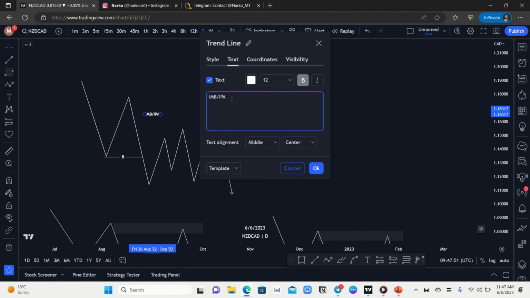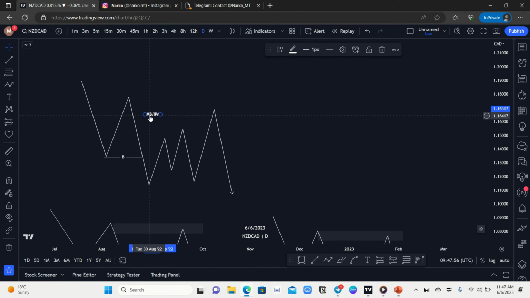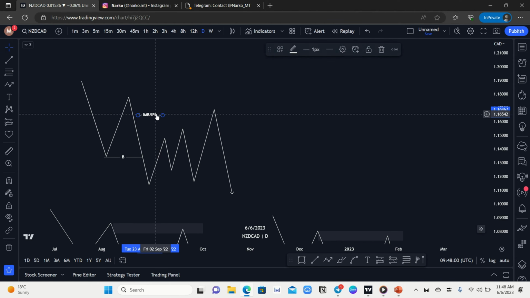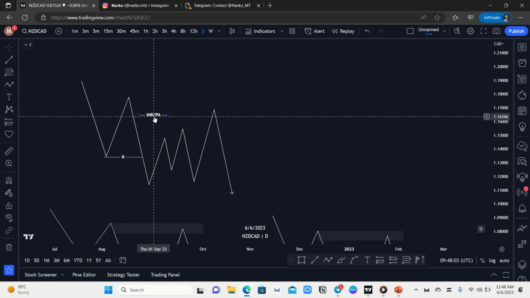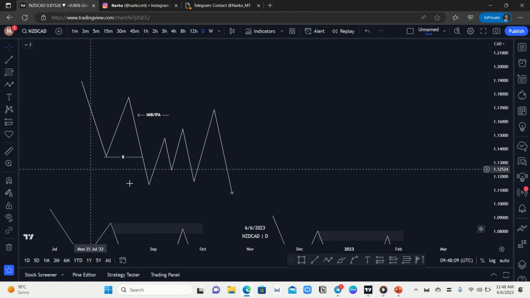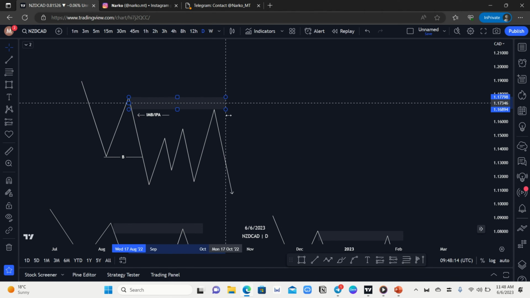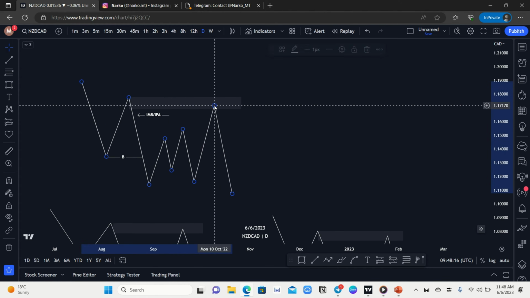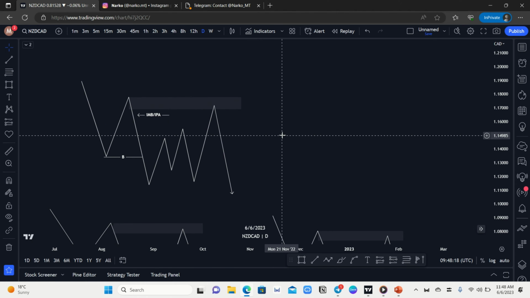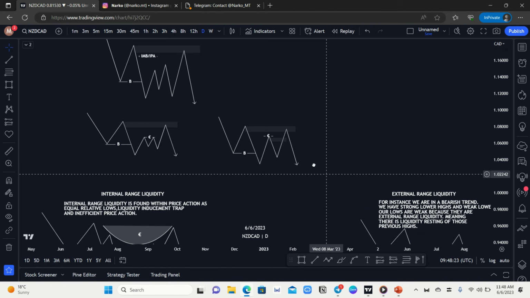Price has to fill this IPA before price can push to the downside. So meaning that here you are going to find your order block or your supply area. Okay, and I think that's it for internal range liquidity.